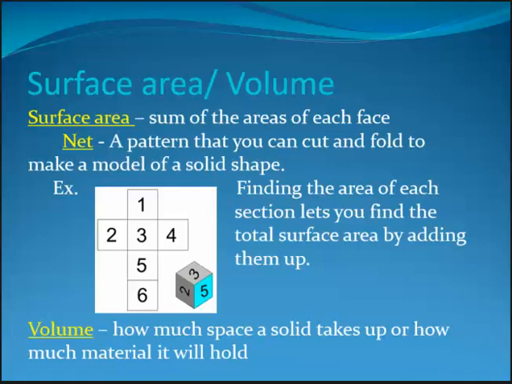So we have area, which is just a flat surface on a two-dimensional shape. Surface area is all the areas added up for a three-dimensional object. And then volume, which is how much material a three-dimensional object can hold or how much space it's taking up. Know the difference in those three terms: area, surface area, and volume.